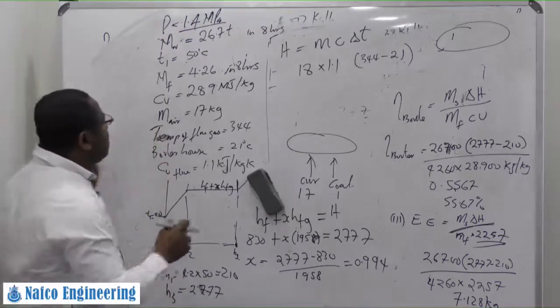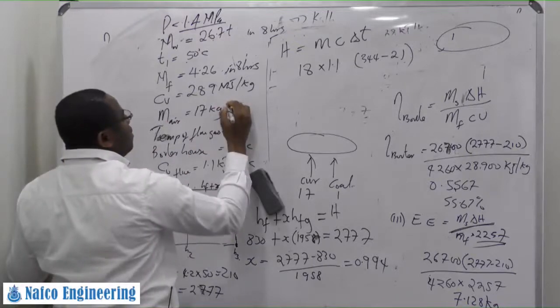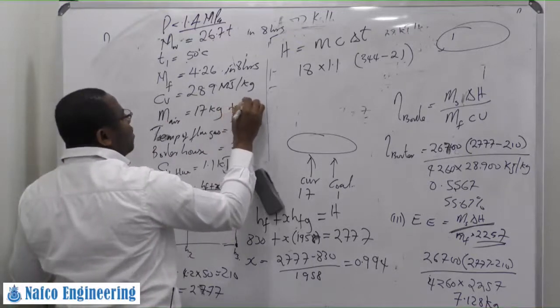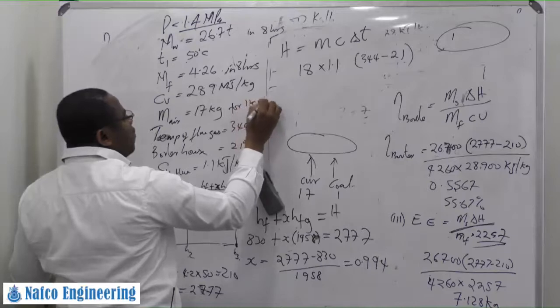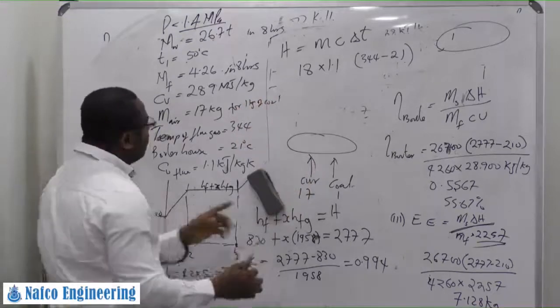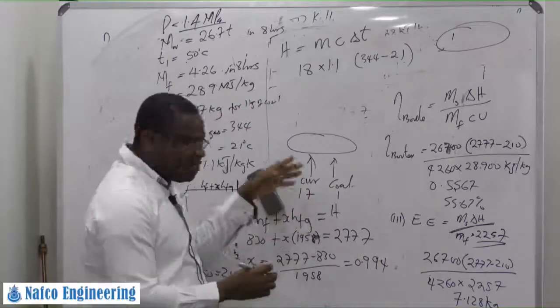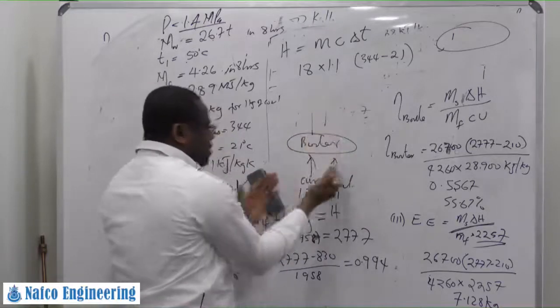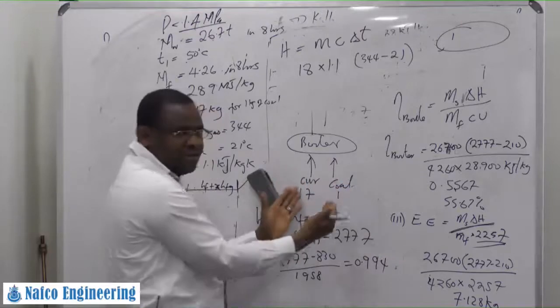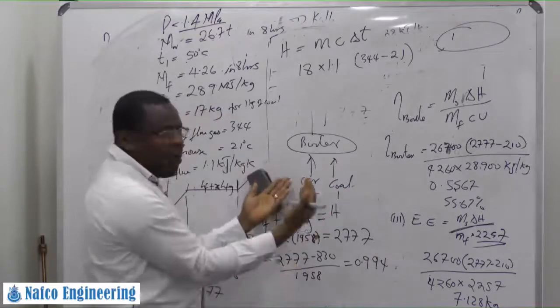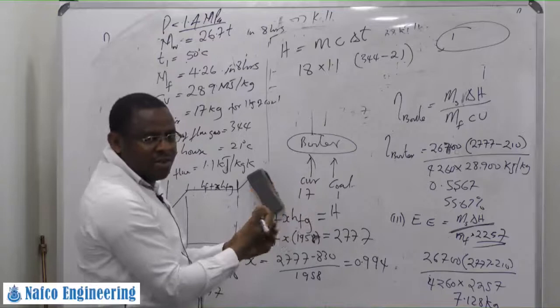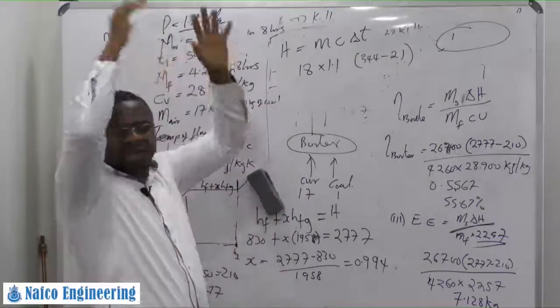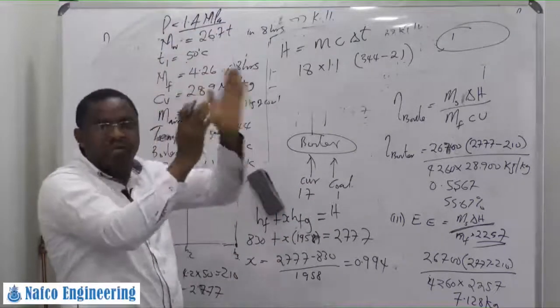17 kg. Yeah, that's it. But this is the mass of air for 1 kilogram of coal. That is what I put here. Remember that this is a boiler, right? The flue gas is in this ratio of 17:1. So even when you have a flue gas and air, it will be in the ratio of 17:1.